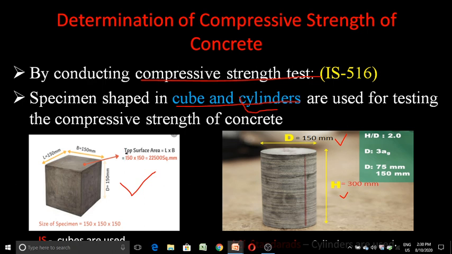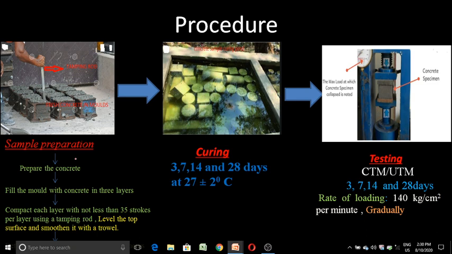Now, for determining the compressive strength of concrete, we have to determine the surface area of the cube. Surface area means the area of the cube on which we are applying the compressive force. This is length into width, that is 150 by 150. If you are using a 150 mm cube, then the surface area of that cube would be 22,500 square mm. Right? So what is the test procedure?